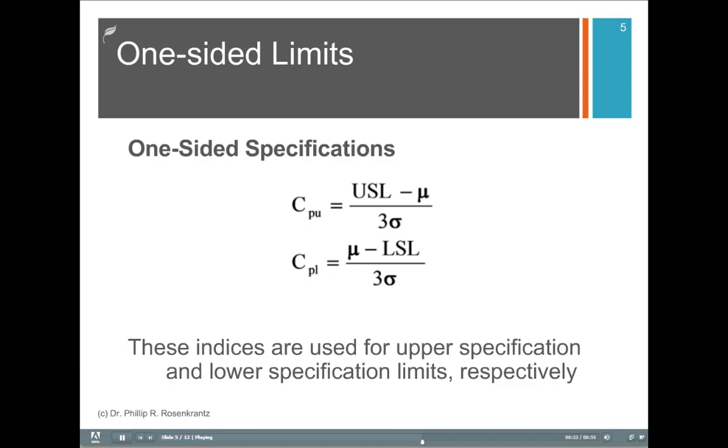So if we happen to have a one-sided limit that's on the upper end, we could use CPU as a process capability index. If we have just a lower limit, then we can use CP lower, but usually we have a tolerance zone with an upper and lower limit, so we can develop both CPU and CPL.